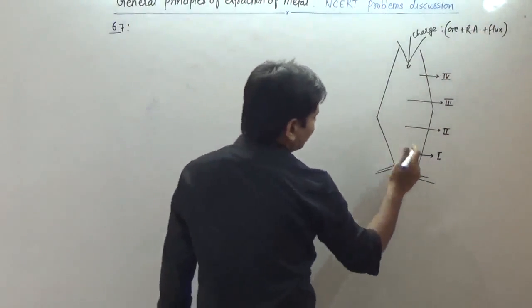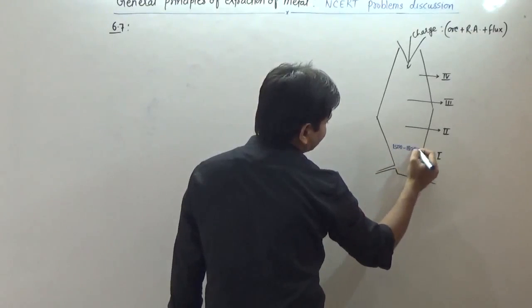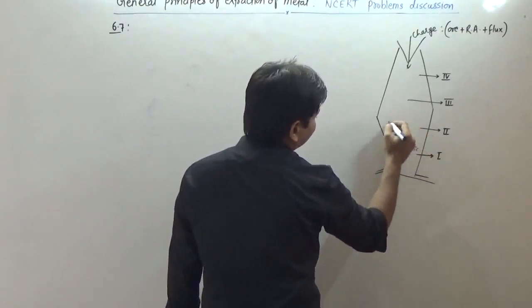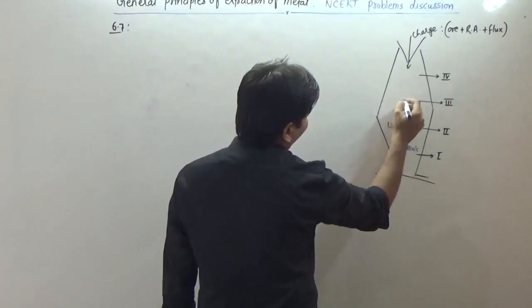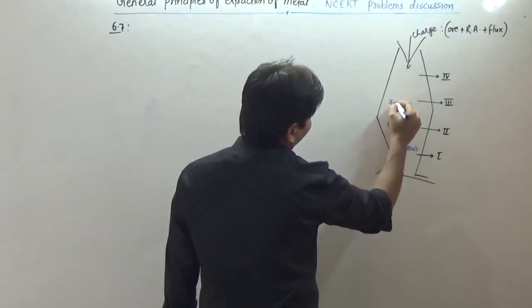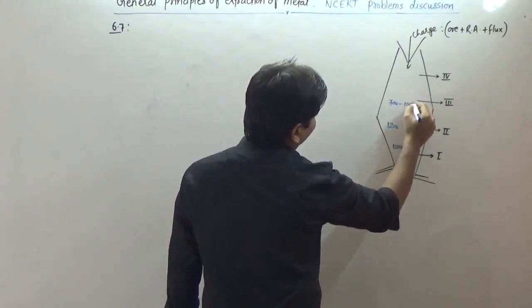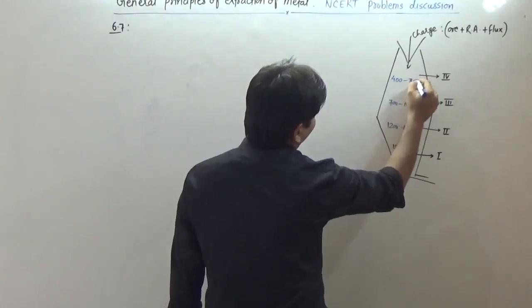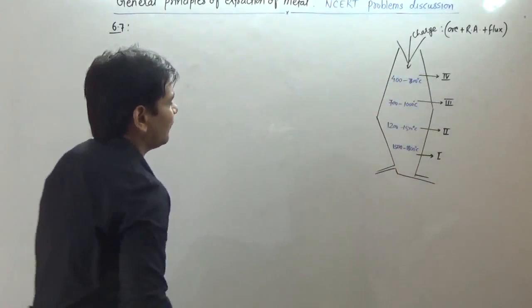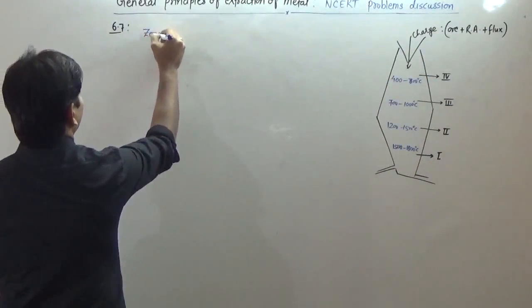Zone 1 has a temperature of 1500 degrees Celsius to 1800 degrees Celsius. Zone 2 has a temperature of 1200 to 1500 degrees Celsius. Zone 3 has a temperature of 700 degrees Celsius to 1000 degrees Celsius, and zone 4 has a temperature of 400 degrees Celsius to 800 degrees Celsius. So these are the different zones, and the reactions at the different zones are as follows.